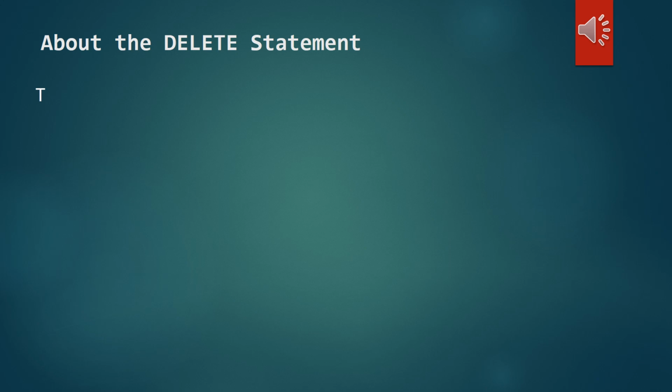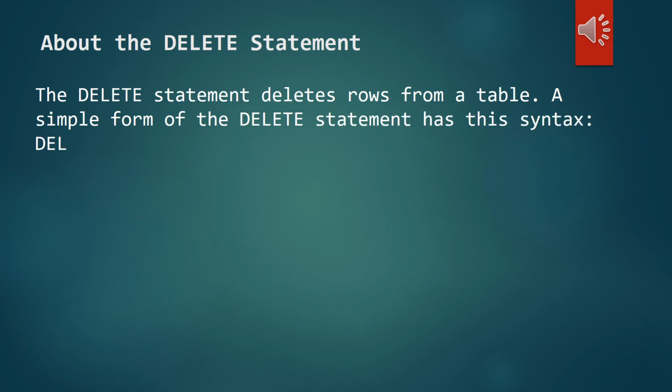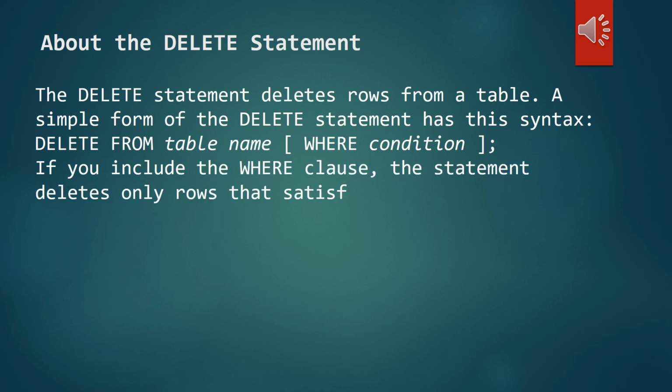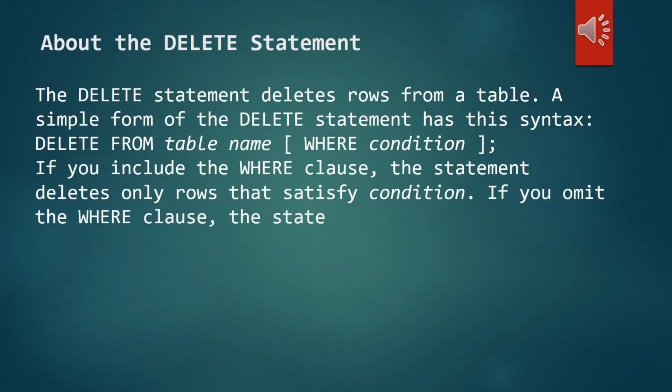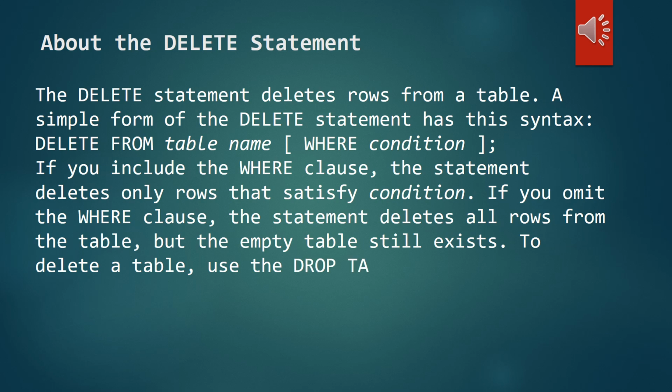The delete statement deletes rows from a table. A simple form of the delete statement has this syntax: delete from table name, where condition. If you include the where clause, the statement deletes only rows that satisfy condition. If you omit the where clause, the statement deletes all rows from the table, but the empty table still exists. To delete a table, use the drop table statement.